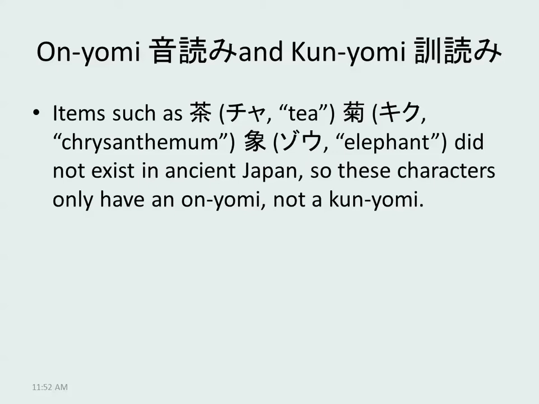There are some characters, such as this one, cha, this one, kiku, this one, zo, that didn't exist in ancient Japan. And so if you look those characters up in your Nelsons, you'll find that they only have an onyomi. So the only reading for this character is cha, and that's considered an onyomi. It's not a kunyomi.